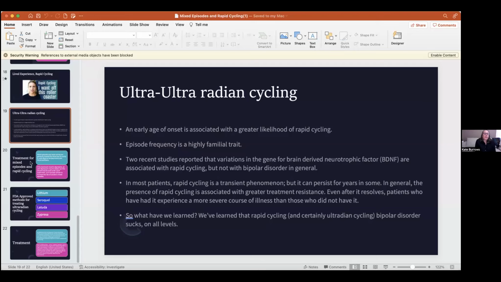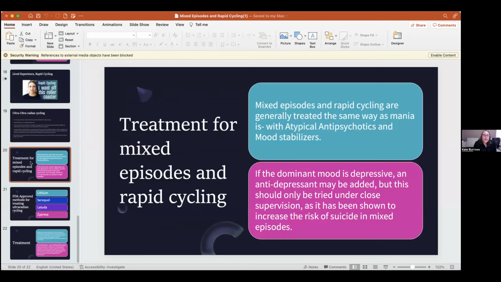The treatments for mixed episodes in rapid cycling are treated the same way as mania is, with either atypical antipsychotics and mood stabilizers. The big mood stabilizers are lithium, and then the anti-seizure medications: Lamictal, Depakote, Trileptal, Tegretol. Those are the big mood stabilizers. And most people are going to be on either an atypical antipsychotic and/or one of these mood stabilizers, either lithium or one of the anti-seizure meds, to manage mixed episodes in rapid cycling.